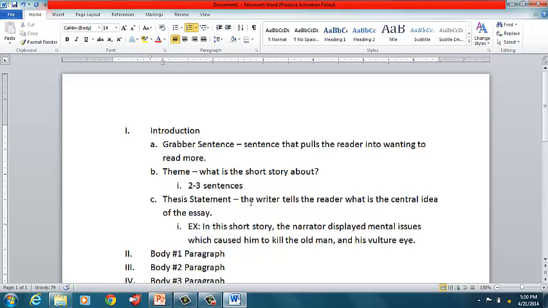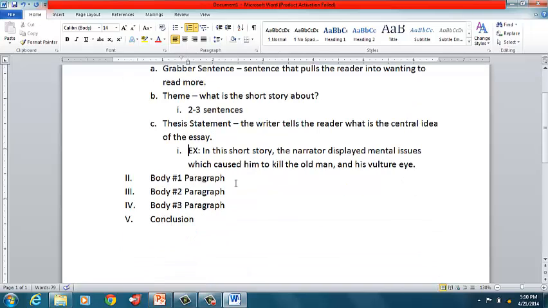So this might be my thesis. I probably actually have to go back and clean it up, but at least for a rough draft, it gets me started. All right. So not a whole bunch has changed from what we've done in the past. You've got a grabber sentence, a theme, a thesis statement.